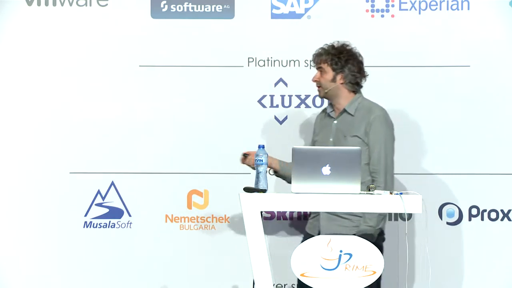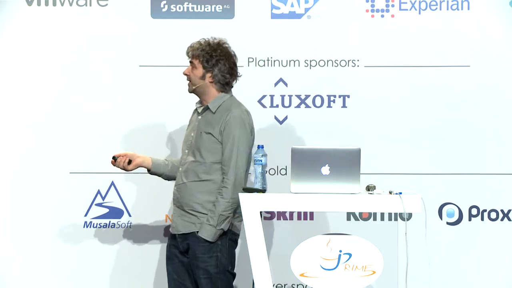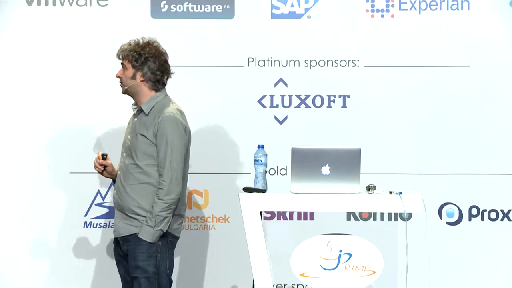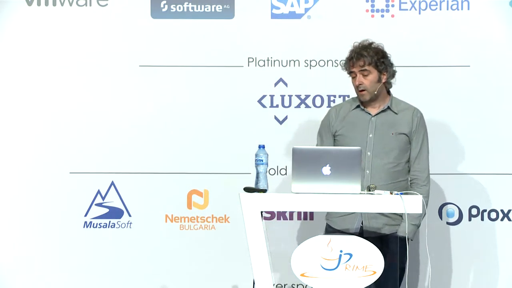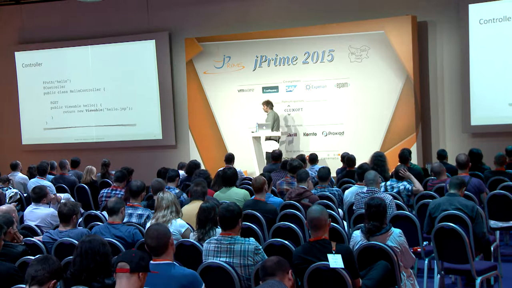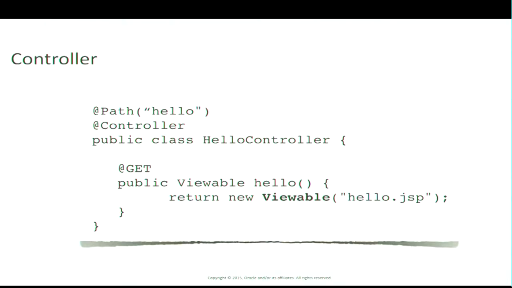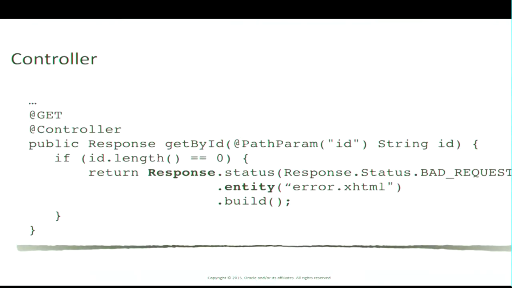To specify which view should be used by a controller, we can use the @View annotation, or we can use the return type of the method. So either we just return a string. In that case, that would be a reference to the view. So we could return just hello.jsp. That would be the reference to the hello.jsp view. Or we can return a Viewable. A Viewable is basically a way to provide more control and specify, for example, how the view should be rendered. We can also return a JAX-RS response.